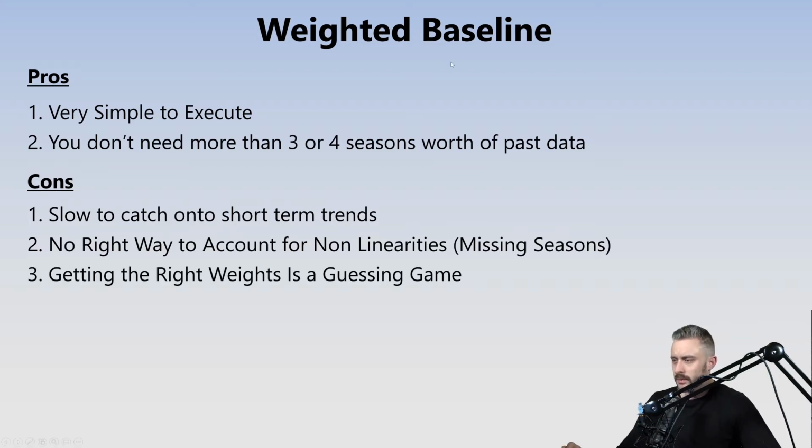What do you do? And number 3, getting the right weights is a guessing game. There's a lot of different ways you can do it. One way to do it, 65% for the most recent year, 25% for year 2, and 15% for year 3. Or wait, no, 60% and then 25 and 15. That's a way to do it. But is 60% too much? Is it too little? It's a guessing game. Like I said, there's no right or wrong way.